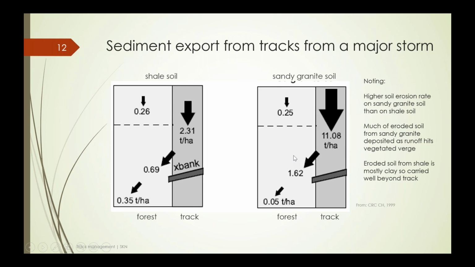And what's happening is that you can see we have quite a high rate of erosion from this storm, which was a 1 in 5 year storm event.